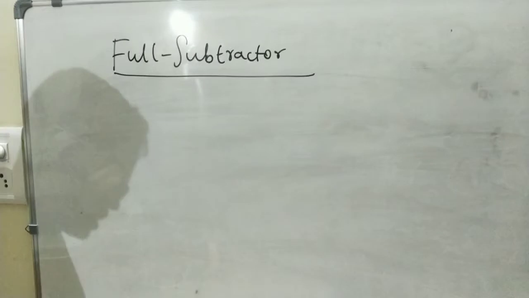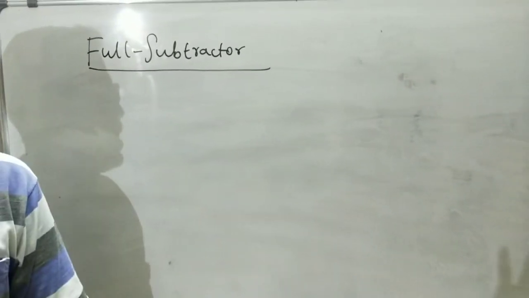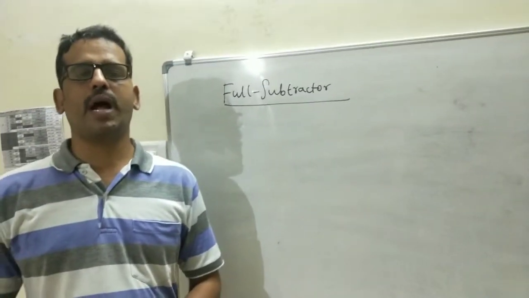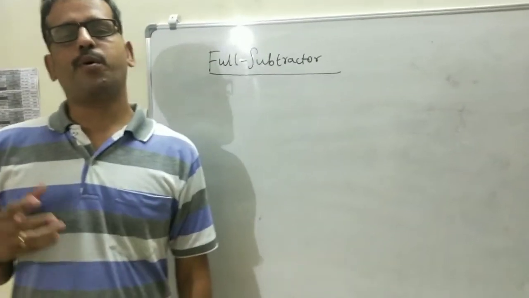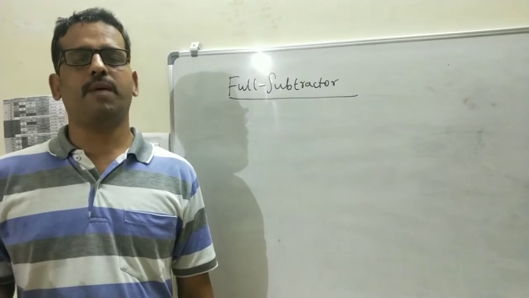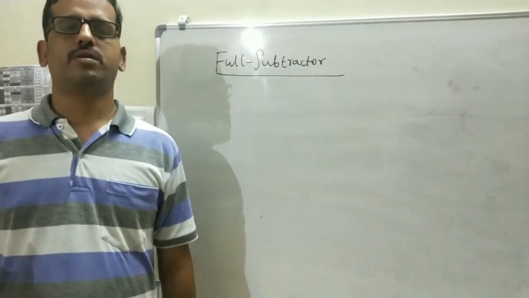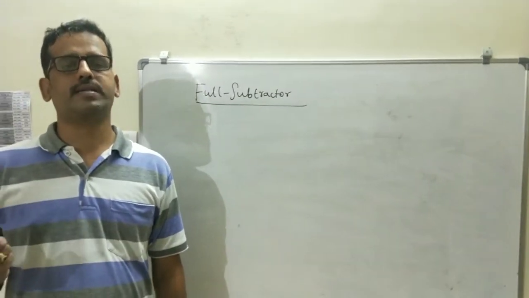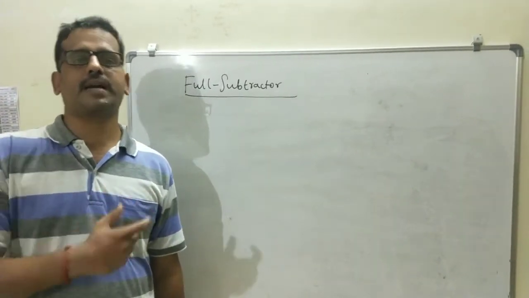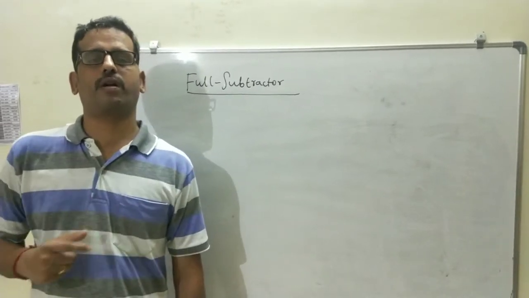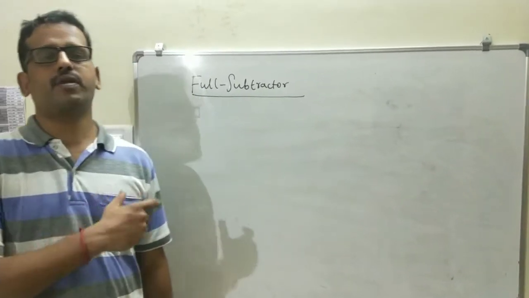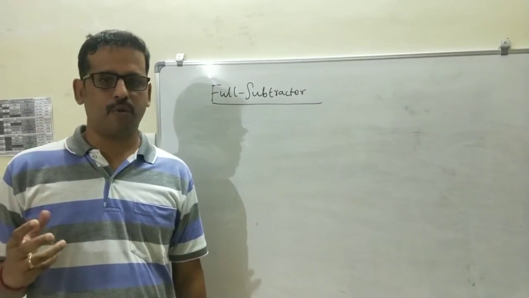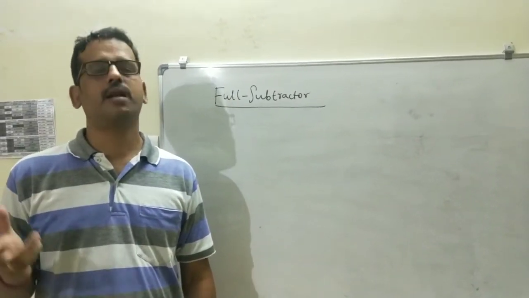Full subtractor does the same job as a half subtractor, but with one difference. It is going to handle 3 inputs and produces 2 outputs, namely difference and borrow. So half subtractor is useful for subtracting 2 bits, but full subtractor is useful for subtracting 3 bits. The number of outputs is the same, that is difference and borrow.